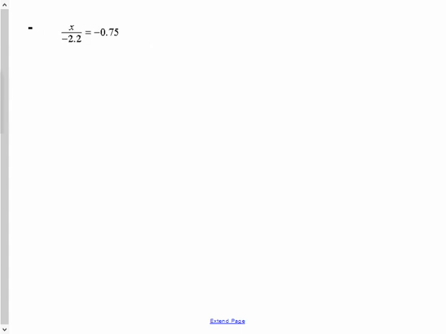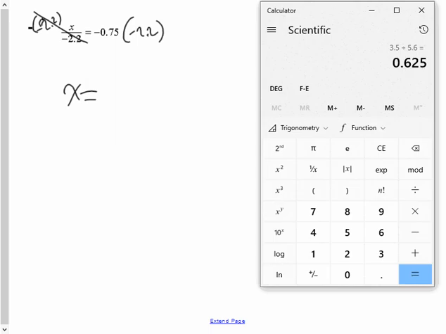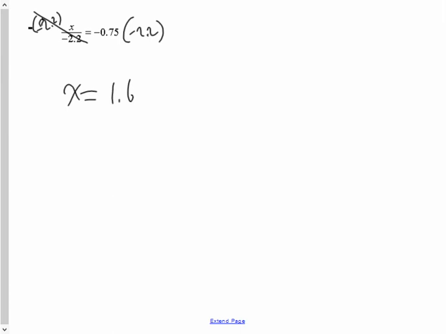Here we have a number divided by negative 2.2 equals negative 0.75. So we're going to get rid of that division by multiplying both sides by negative 2.2. Opposite operation leaves me with x. Take my calculator and 0.75. Now if you want to use the negative sign, you can. I just don't know where mine is on my calculator. Oh, here it is. Negative. Multiplied by 2.2 negative. It'll tell you it's positive. And the answer is positive 1.65.